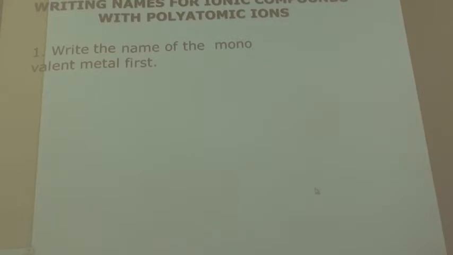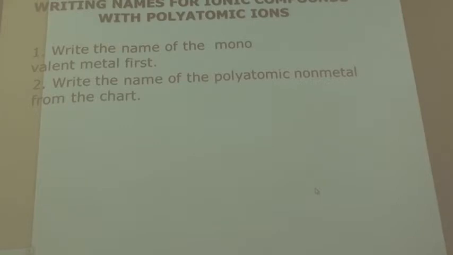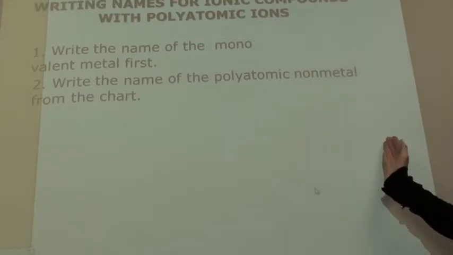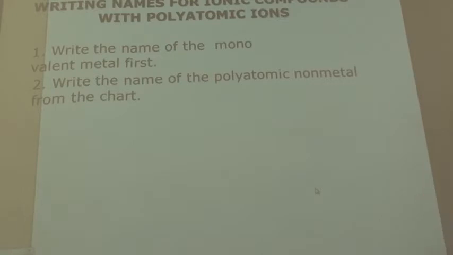Sorry, guys. Write the name of the monovalent metal first. Write the name of the polyatomic nonmetal from the chart. This works for all of them except which one? Ammonium. Ammonium would go first because it's a cation, and then you would just write whatever the nonmetal is, as you've done for all the rest.